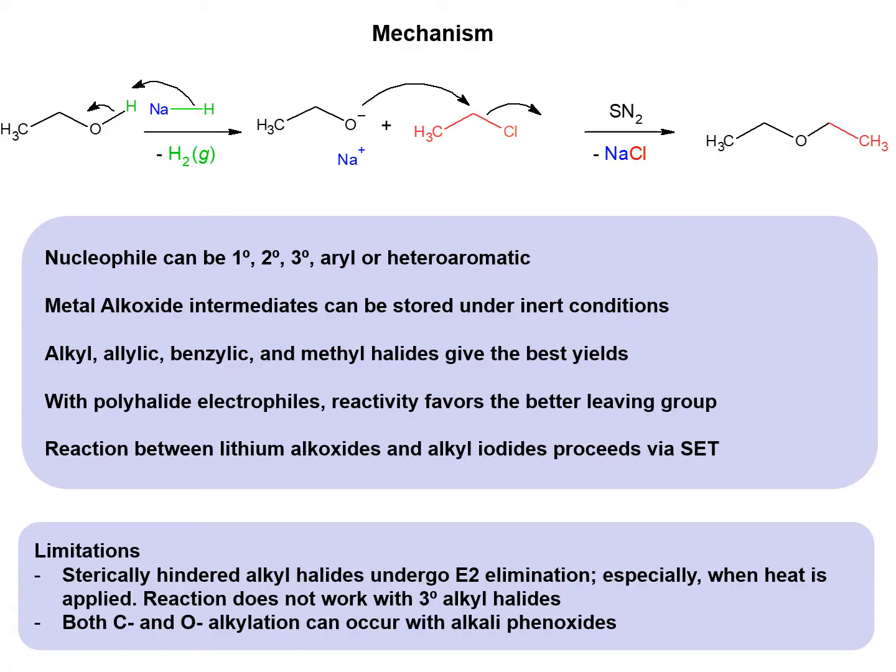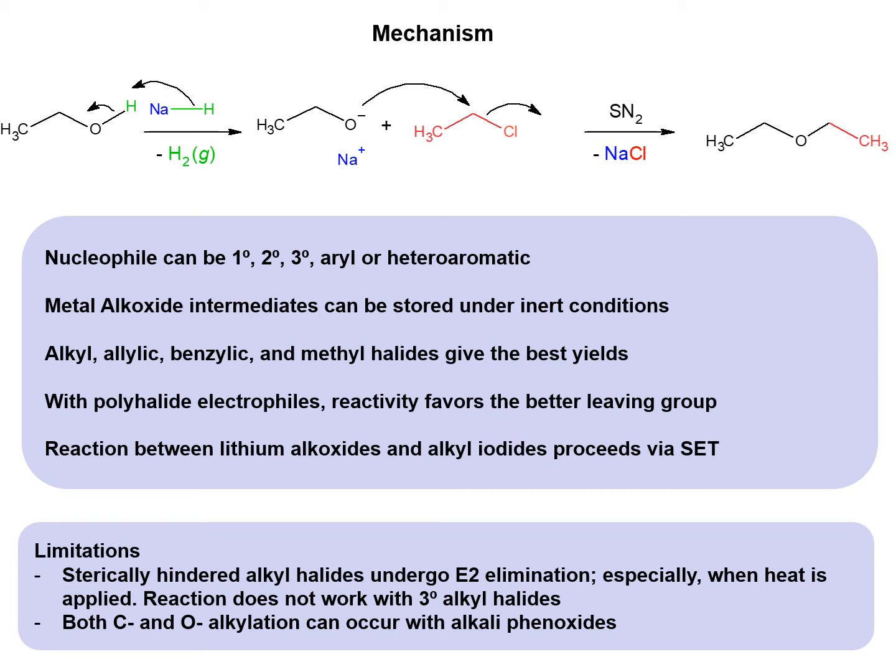The mechanism for this reaction is fairly simple. Here we show sodium hydride as your base. The hydride deprotonates your aliphatic alcohol, releasing hydrogen gas, which will bubble off. Then you have your sodium ethoxide, which undergoes an SN2 reaction. This yields your desired diethyl ether.